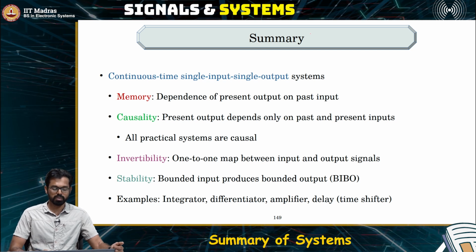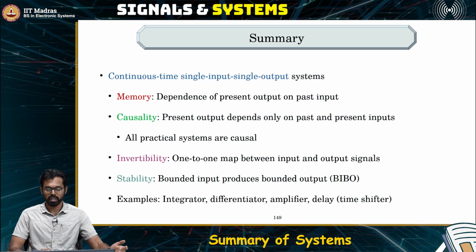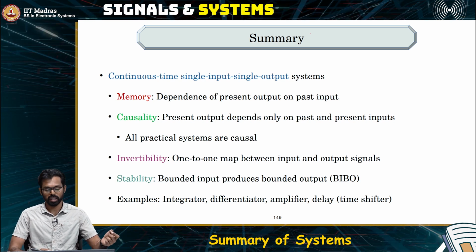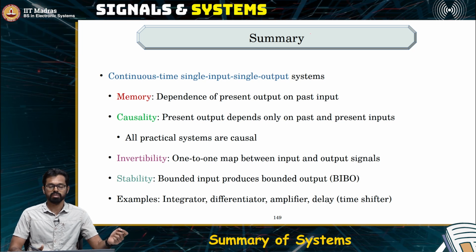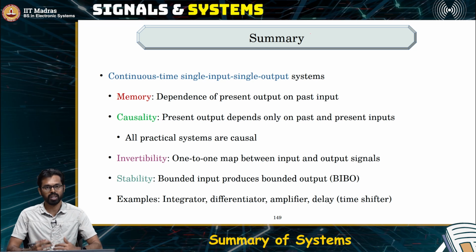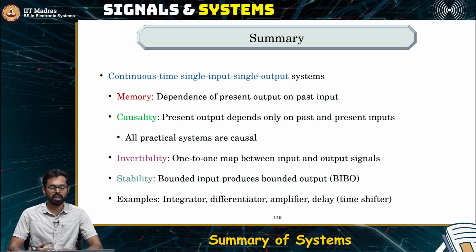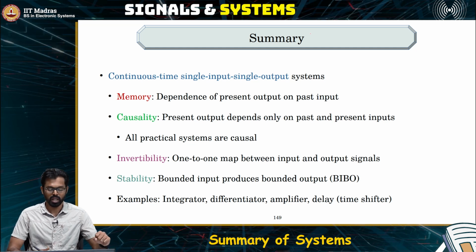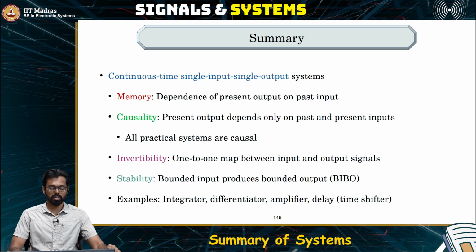Then the other property that we saw was invertibility. What does invertibility mean? It simply means that there is a one-to-one map or relationship between the input and output signal. So if we can uniquely identify what the input signal was just by knowing what the output signal was, then we claim that it is invertible. From the output, we can always go back and say what the input was. Right? So such systems are called invertible systems.